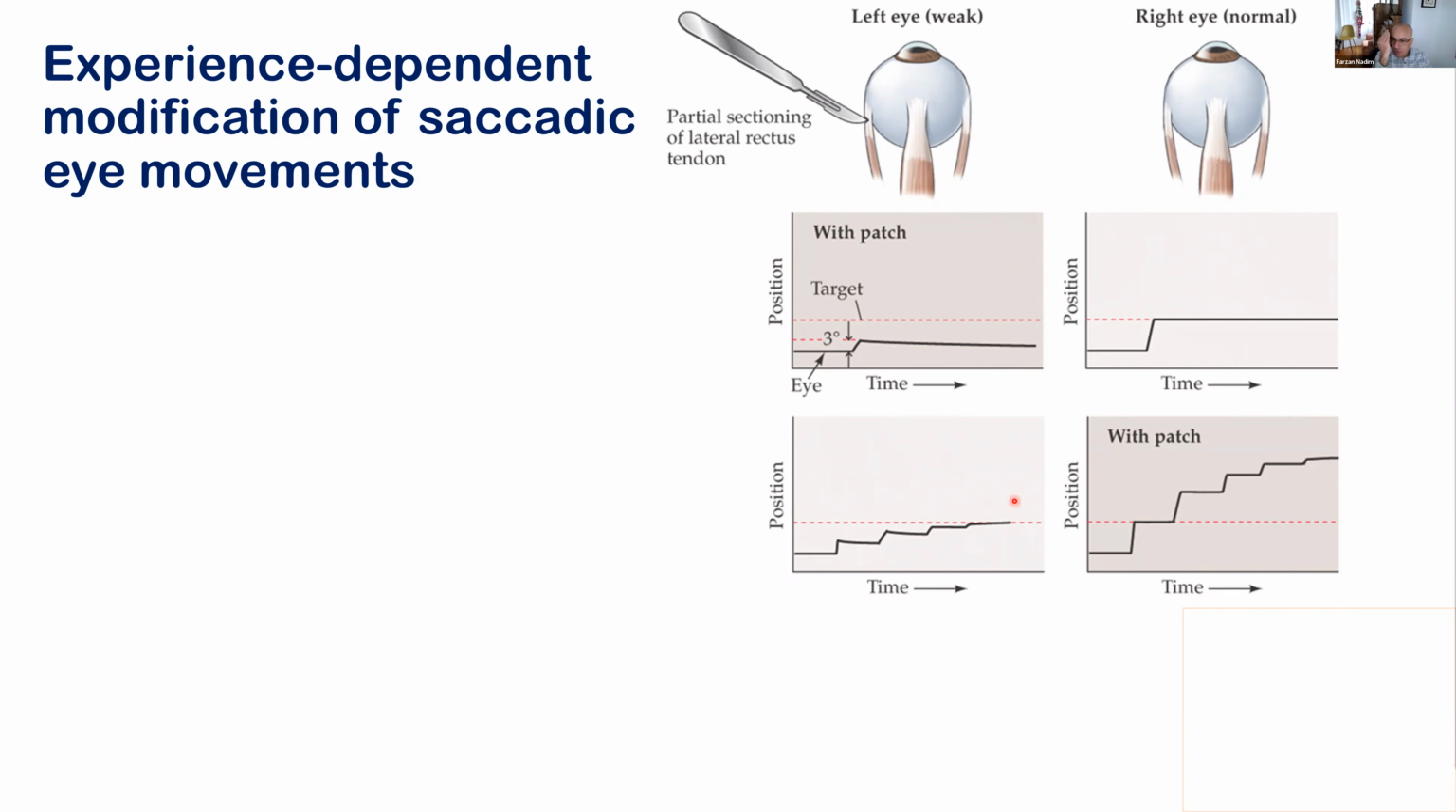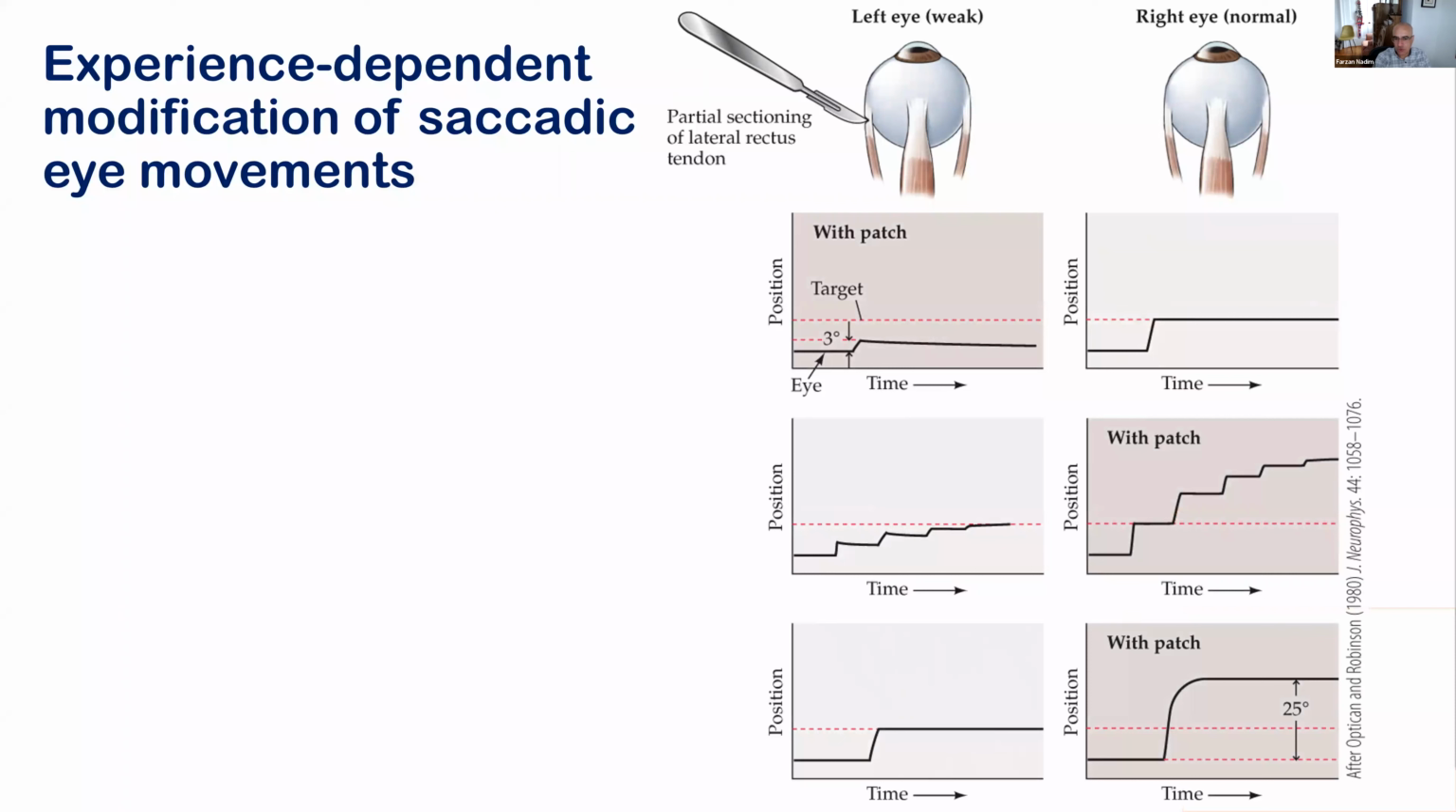And if then you move the patch to the left eye, you realize that in the same duration, the right eye is now overshooting where it was supposed to go. So the animal has learned, because the right eye was covered, to compensate for the left eye, but the right eye is overshooting. So in time, the left was corrected and the right is overshooting.